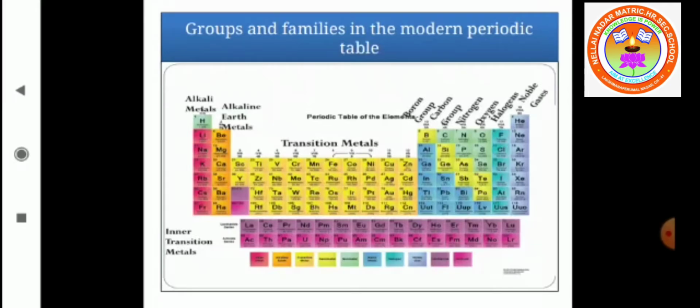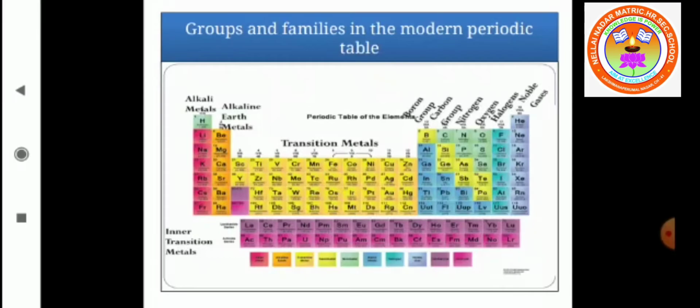See how the name of the family is given. The name of the first member of the family is given to the name of the family. So look at group number 14, children. Carbon is the first member. So that group is called the carbon family. 14th group, or carbon family. 13th group is boron family. The starting member of the 13th group is boron. So it is also called the boron family or boron group.